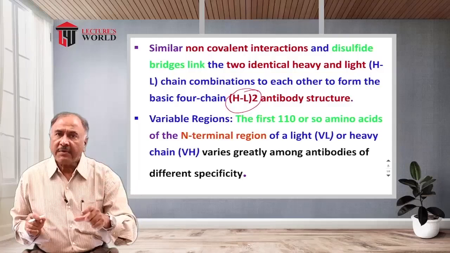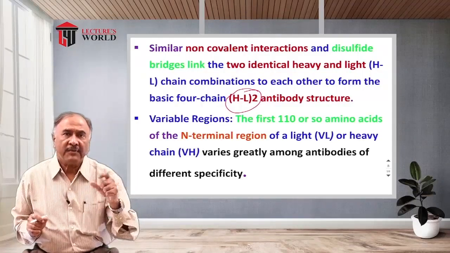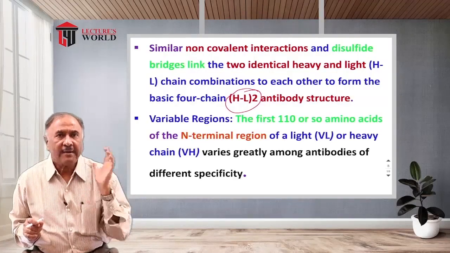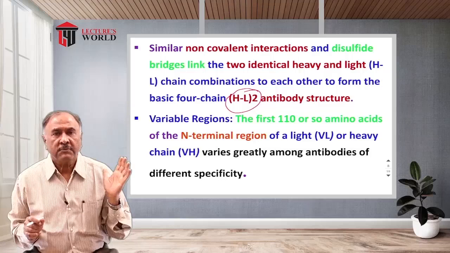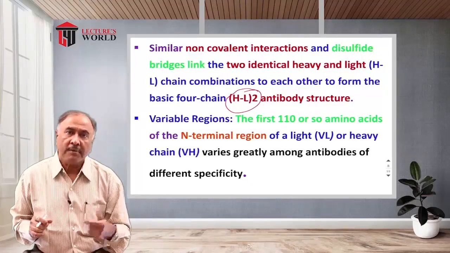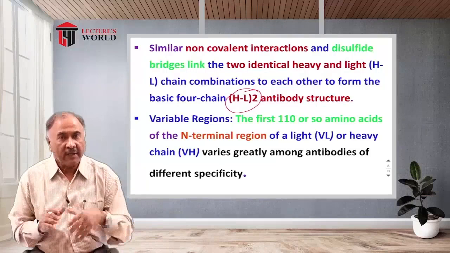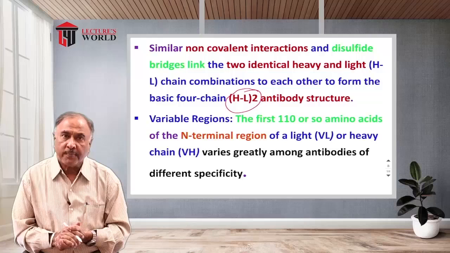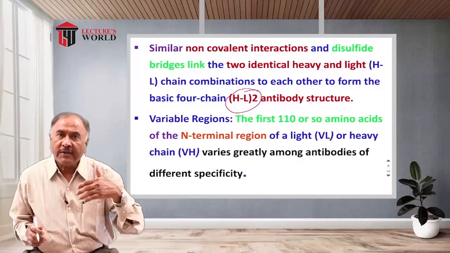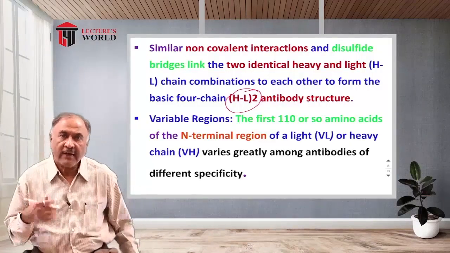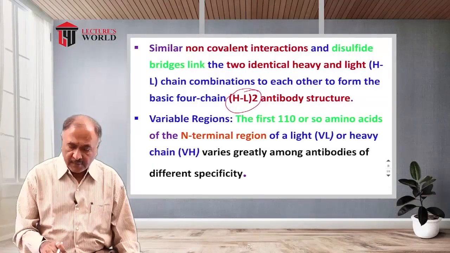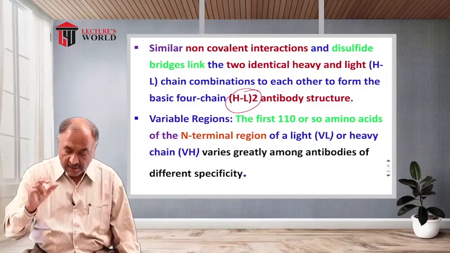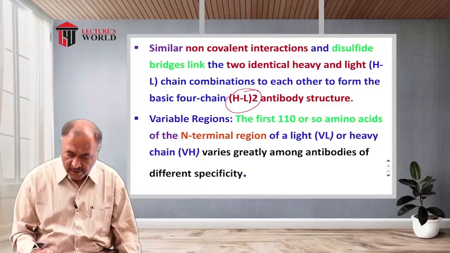One amino acid binds with another by peptide linkage, and this linkage is between carboxyl group and amino group. So at one end there will be amino group, and at the other end, one end will have free amino group and the other end will have free carboxyl group. So we call it N-terminal and C-terminal. So at N-terminal, these variable regions are located. And what is their length? The length is approximately 110 amino acids.